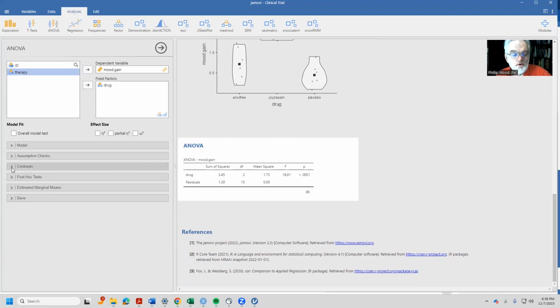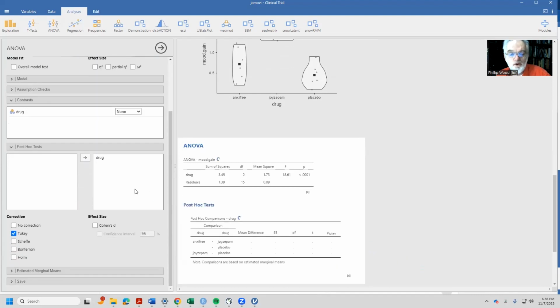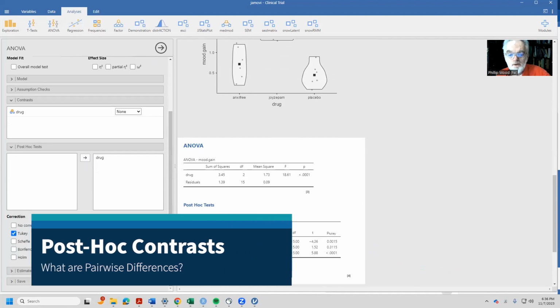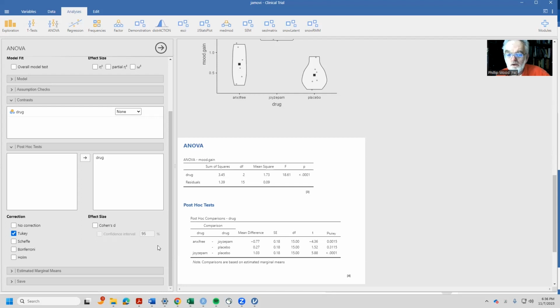I can do some contrasts underneath the post-hoc test. I can say, what are our post-hoc contrasts for drug? It's going to default to doing Tukey's honestly significant difference. And what we see down here is the probability for Tukey is that Anxifree is indeed different than Joyzepam. Anxifree does not appear to be different than placebo, and Joyzepam seems to be very different than placebo.